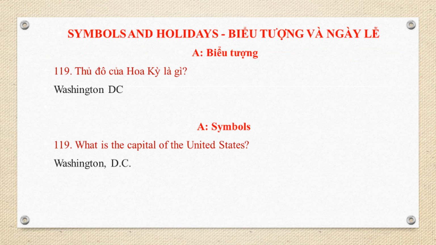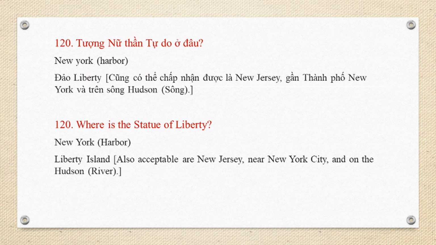Symbols and holidays. A. Symbols. 119. What is the capital of the United States? Washington, D.C. 120. Where is the Statue of Liberty? New York Harbor. Liberty Island, also acceptable, are New Jersey, near New York City, and on the Hudson River.